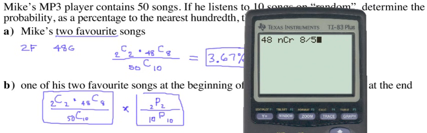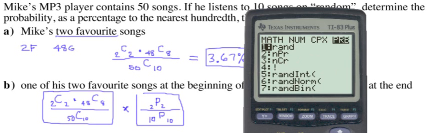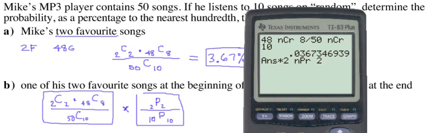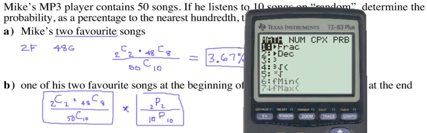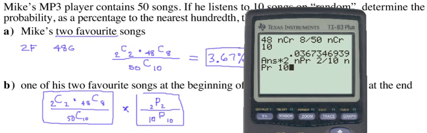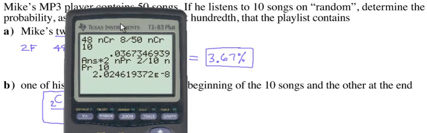48C8 divided by 50C10 times 2P2 divided by 10P10. It's almost impossible for this to happen. This means 2.02461937. I'm just going to write this down so I don't lose it when the calculator goes away. 2.02461937 times 10 to the minus 8.